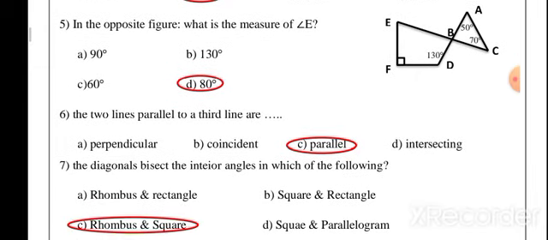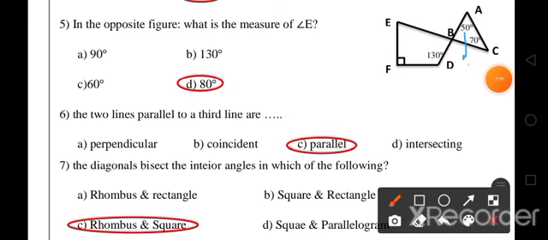In the opposite figure, we want to calculate the measure of angle E. First look at triangle ABC. The measure of angle A equals 50 and angle C equals 70. Can you calculate the measure of angle ABC? Excellent. 180 minus (50 plus 70) equals 60 degrees. So angle B here equals 60 degrees. By using vertically opposite angles, this angle also will be 60 degrees.